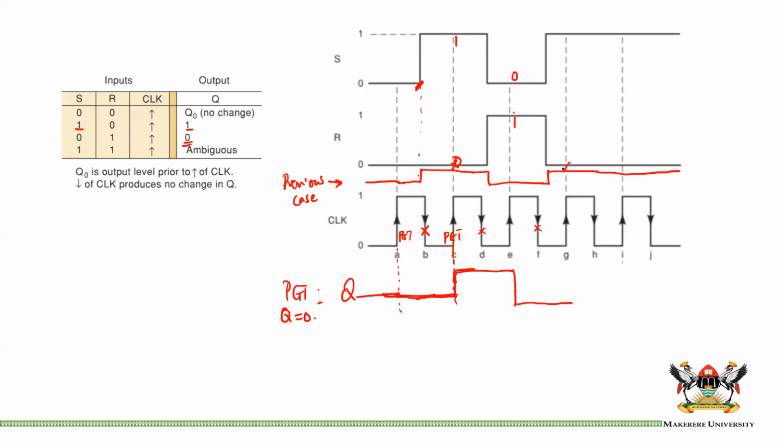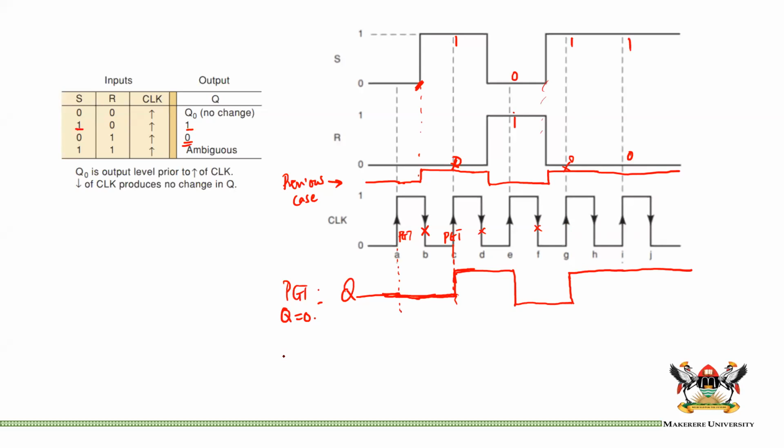I mean, things have changed here, but in the synchronous sense, they don't matter until actually the PGT or the NGT, in this case, the PGT. So at this PGT, now R is 0 and S is 1. Okay, so we go back to set. We set again until the next PGT, which is still 0, 1. So we remain in that state and so on and so forth.